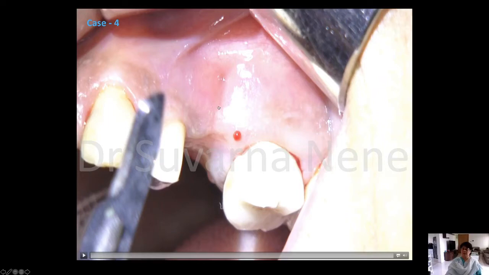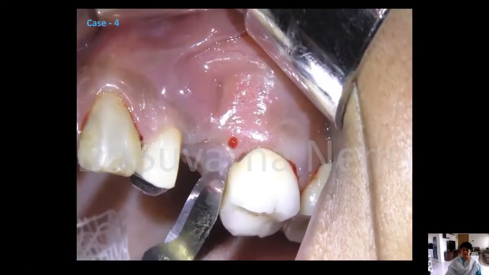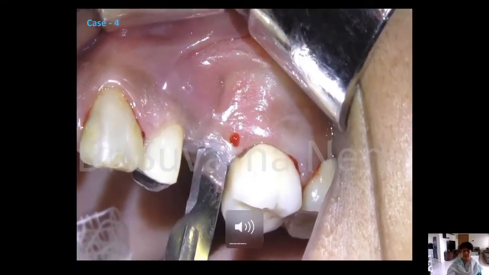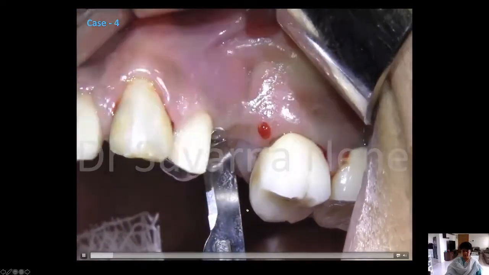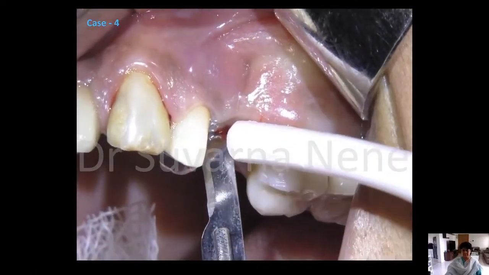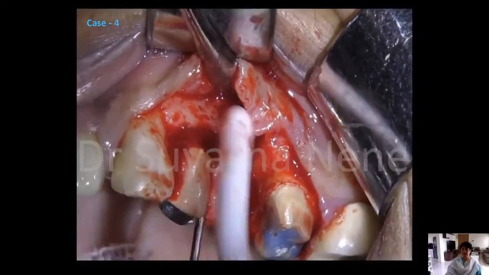After extraction of the tooth, there was obviously buccal dehiscence, so we just cleaned it and left it there. If you notice in this picture, you can also see a vertical line or vertical depression in the soft tissue. And this vertical depression gives you an insight that what I'm going to find here is a huge defect inside. So let's look at the case. Huge defect, no buccal wall present at all.